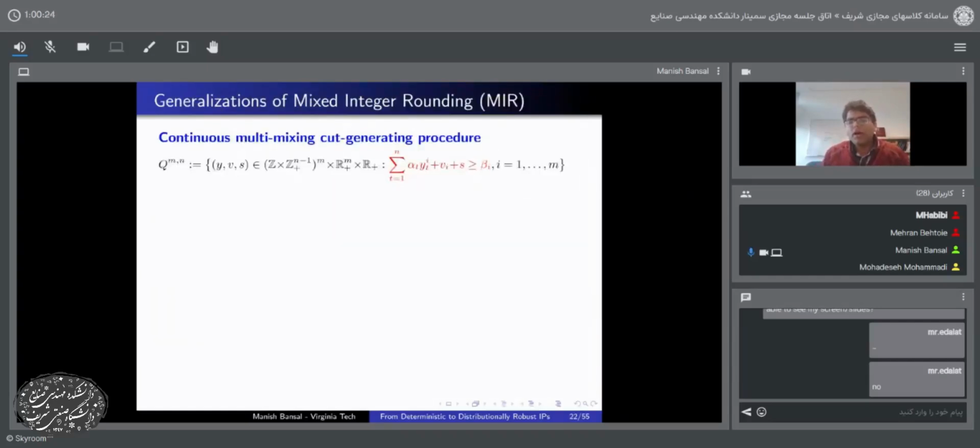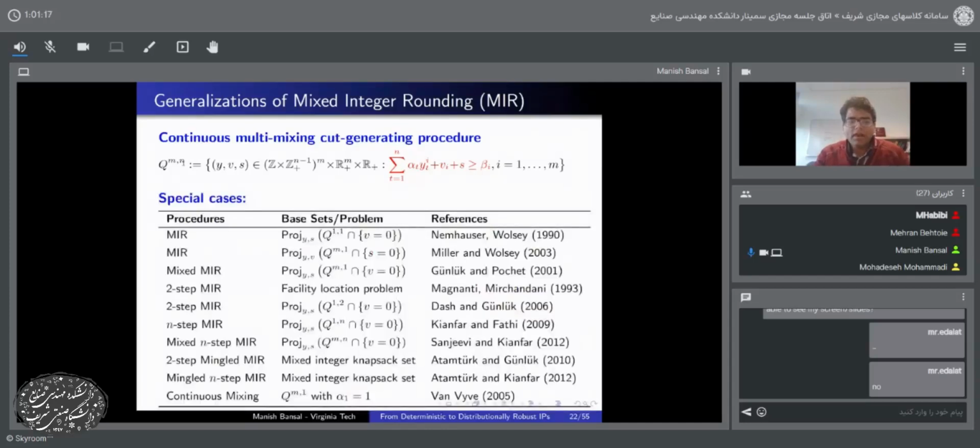One way is to consider multi-constraint sets which have multiple integer variables. Here is a set which I refer to as the continuous multimixing set, and the procedure corresponding to that is referred to as the continuous multimixing cut generation procedure. This set has m constraints, where each constraint has n different integer variables, a non-negative continuous variable vi, and a continuous variable s, which is common among all these constraints. I denote this set by Q_mn, where m denotes the number of constraints and n denotes the number of integer variables in each constraint. If I set n equal to 1 and m equal to 1, I essentially go back to the simple mixed integer set that we saw in the previous slides.